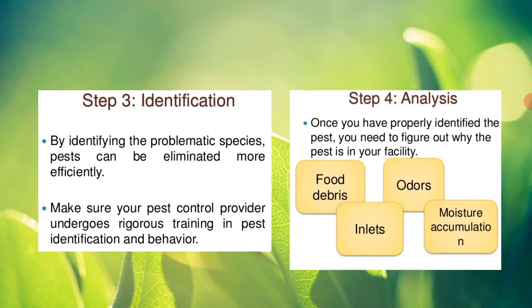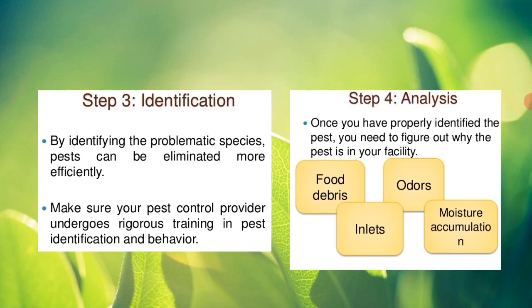So now we have identified who is causing this problem or harm to the plants. Now the fourth step will be analysis. Once we have properly identified the pest, we need to figure out why the pest is in our facility. So we have to analyze the conditions that are promoting the entry of that pest, or that are harboring the pest within themselves.